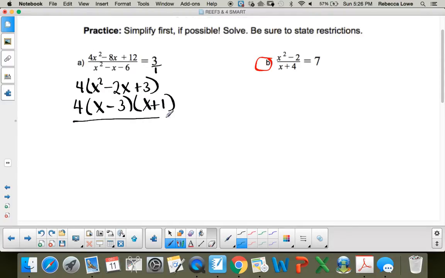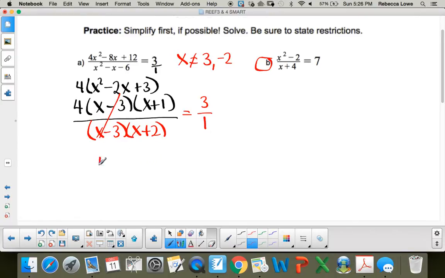It doesn't just disappear. The denominator I'll do in red. That factors to x minus 3, x plus 2. We did that on the other page, and this is equal to 3 over 1. So our two restrictions are x cannot be 3 and negative 2, because those values would make the denominator 0. So I'm going to cross this out. I'm left with 4 times x plus 1 over x plus 2, which equals 3 over 1.